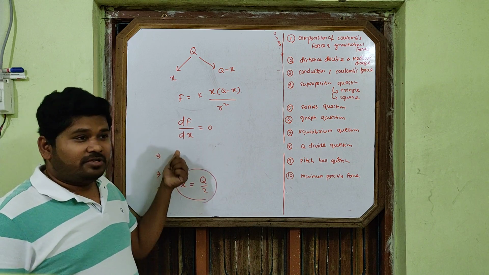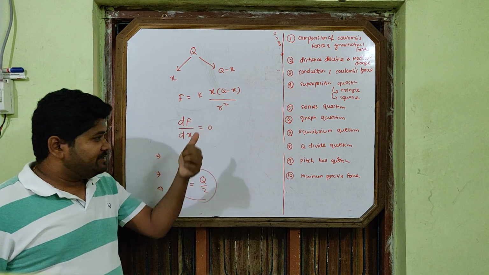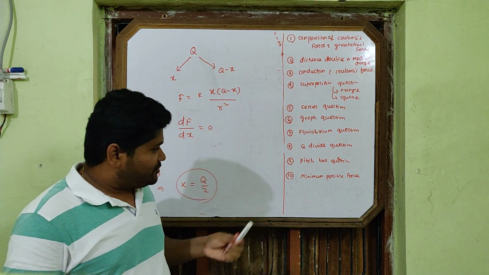Differentiation is up to you. You can do the differentiation from this. Very easy differentiation. So this is the Q divided.